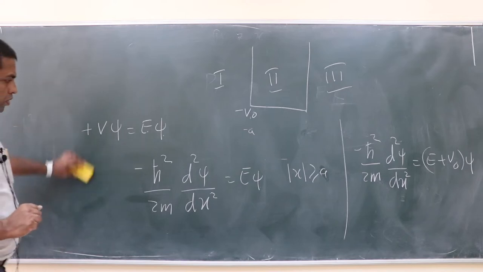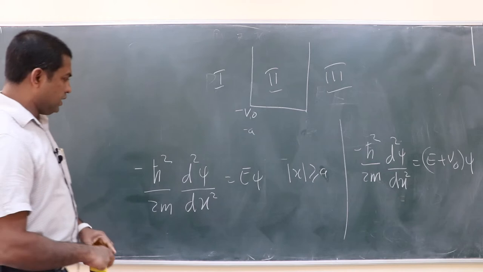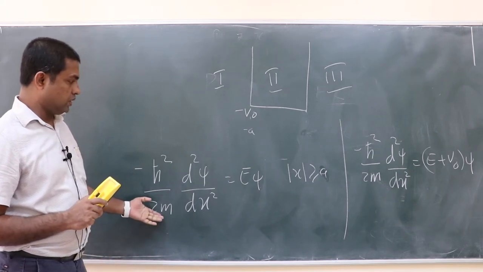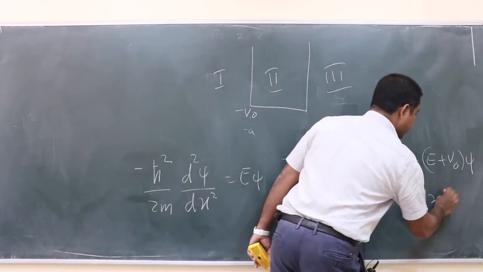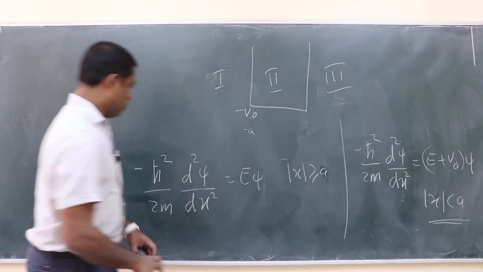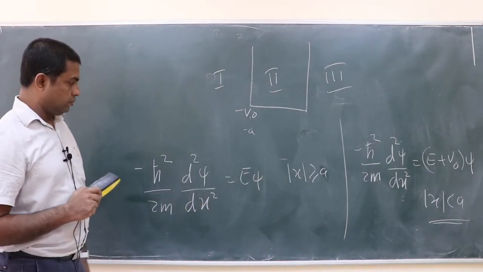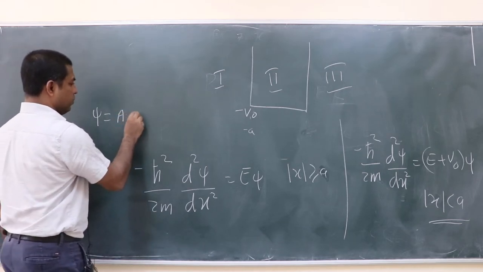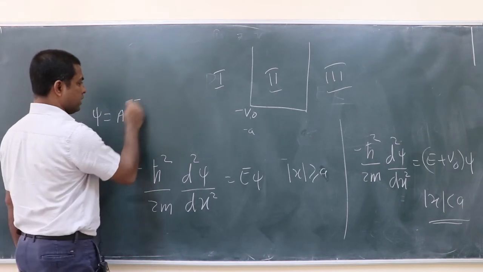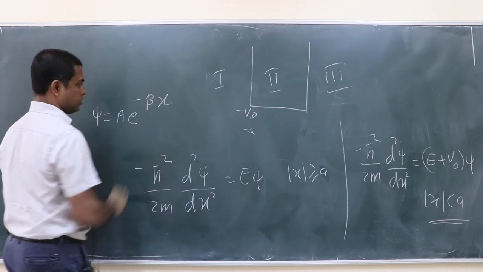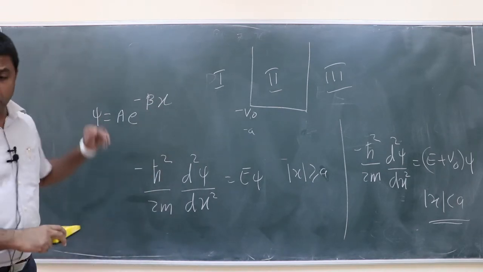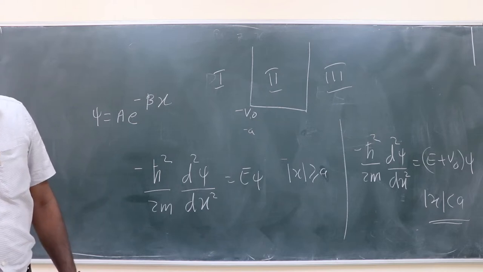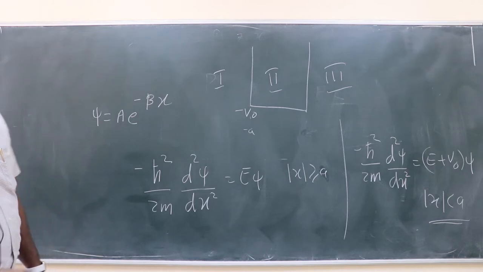So now, if you look at this, what can be the solution in this area? This is for mod x less than A. What can be the solution here? Exponential. Yeah, psi can be some A e power minus beta x. Okay, psi is equal to A e power minus beta x. So what is beta equal to? Can you tell me what is beta equal to? Root of 2mE by h cross square.